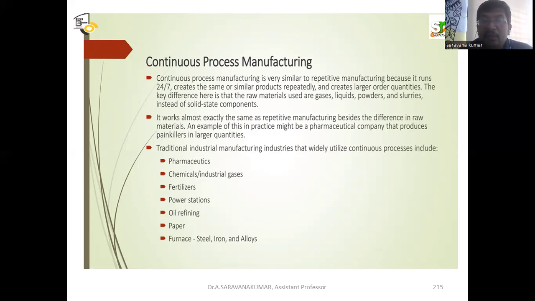So in the continuous process, we have seen examples like pharmaceuticals, chemical industry gases, fertilizers, power stations, oil refining, paper, furnace, steel, iron, and alloys. So these are the types of production process. Like we have seen, repetitive process and discrete process, job shop process, and continuous process. So these are the types of production process.